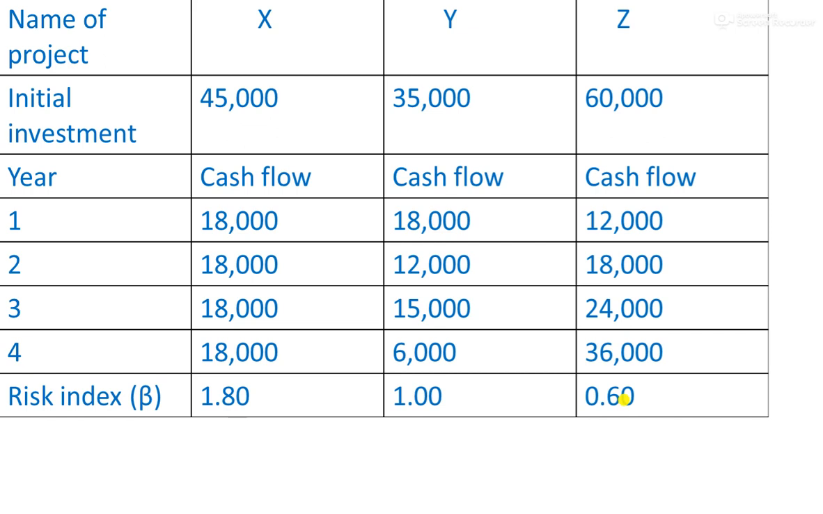We can say that there are three projects, and all projects are mutually exclusive, and there is an initial investment and 4 years of cash flow, and also a risk index, and we get two discount factors. One is the cost of capital and another is the risk-free rate. So dear students, let's go. What is the requirement of this question?